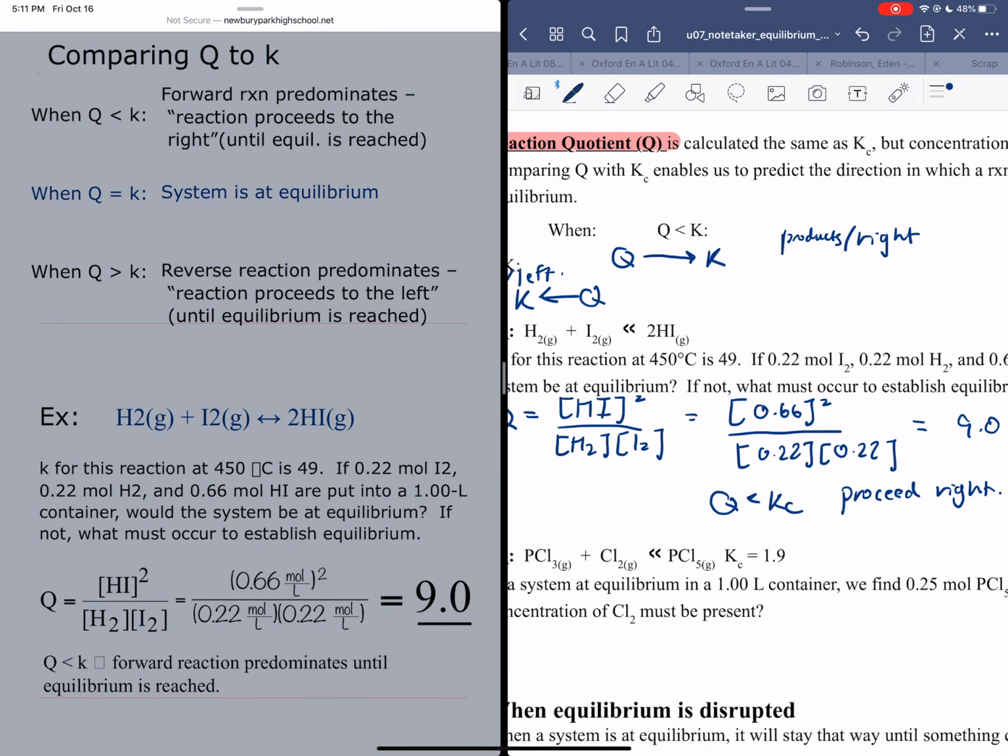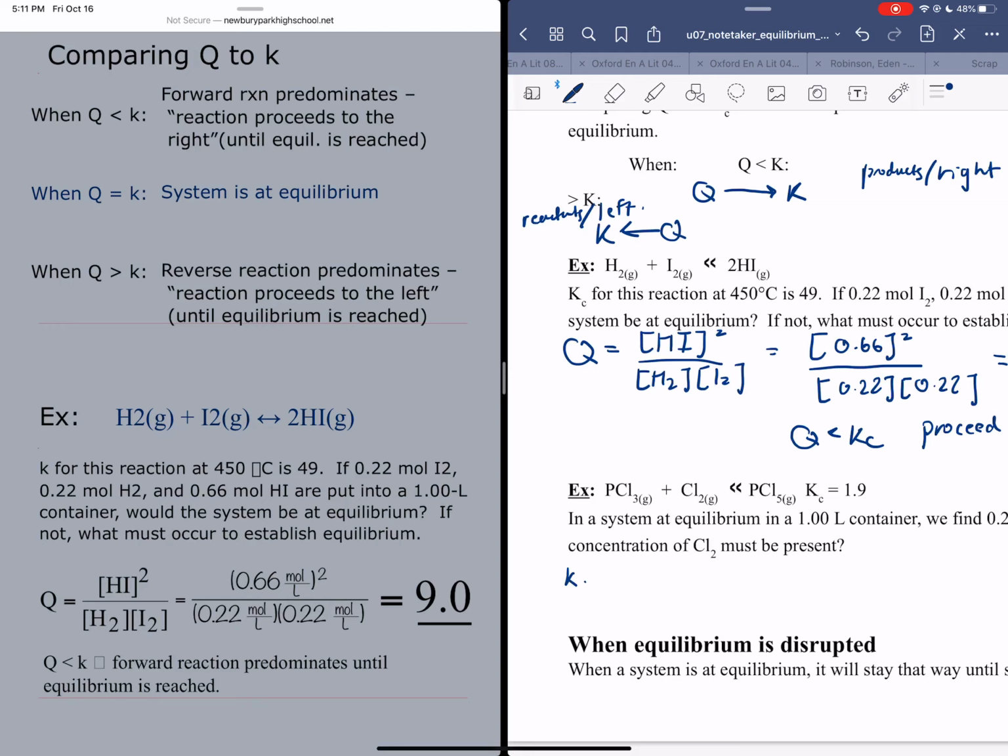So this one's a bit cool because it gives us the Kc. So let's first evaluate what this is. It's just going to be PCl5 over Cl2 times PCl3, again, because that's what we get from this reaction. And that is equal to 1.9.